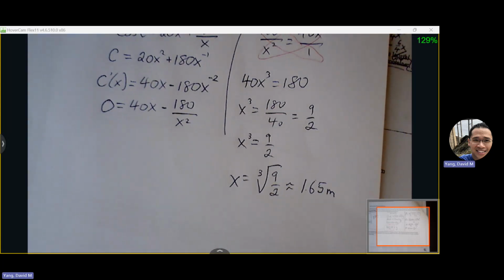Okay, so once we solve for x, we're basically near the end of the problem, but we always want to go back and reread the problem and make sure what they're asking for. Are they asking for the dimensions, the base length, the height, the surface area, the cost? So what does the problem tell us that we need to find?